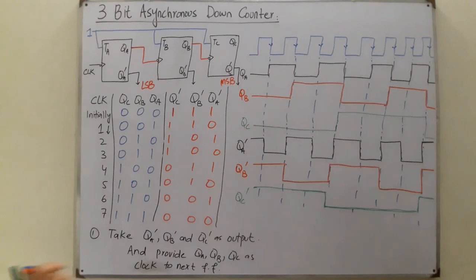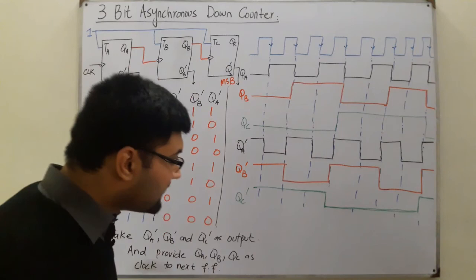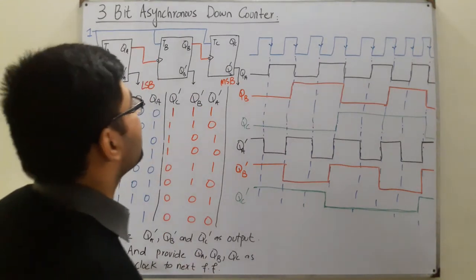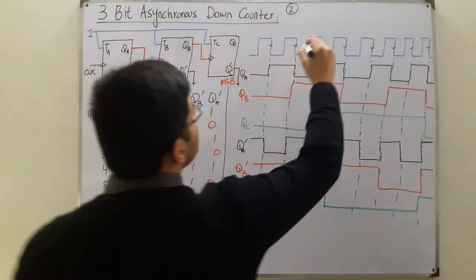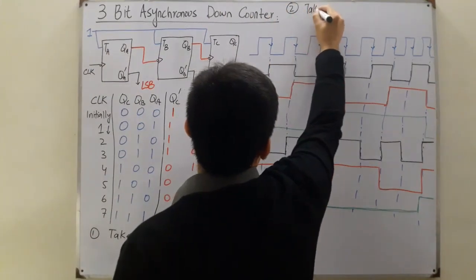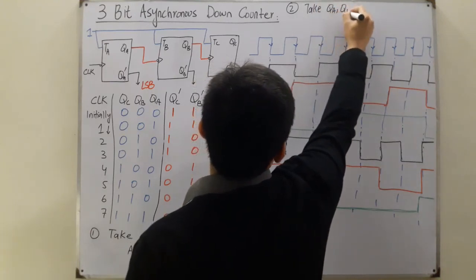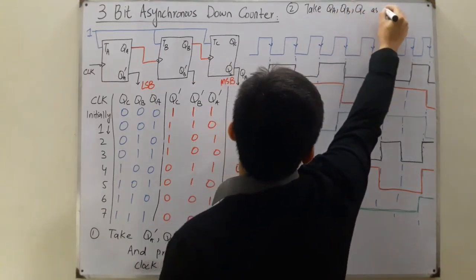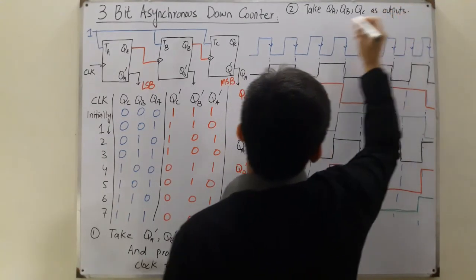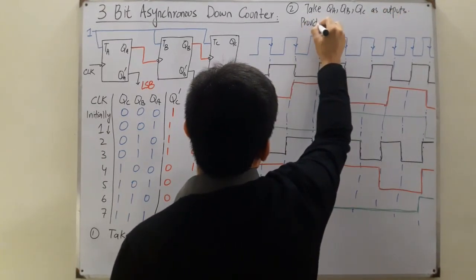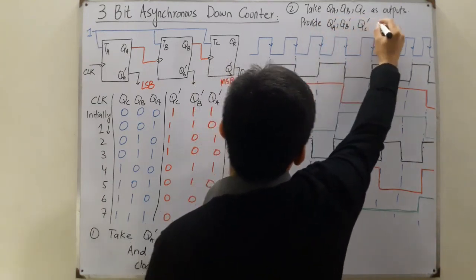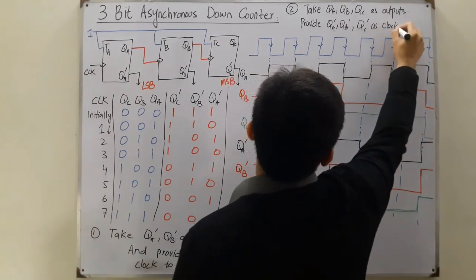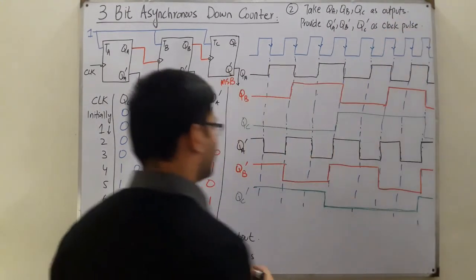Fine. Now the second method, all right? So what is the second method? Well, I have a little space, but you will have to compromise on that, all right? The second method is that you take your QA, QB, and QC as outputs. And you provide the complement, that is QA complement, QB complement, and QC complement, as clock pulse to the next flip-flop that you know very well.